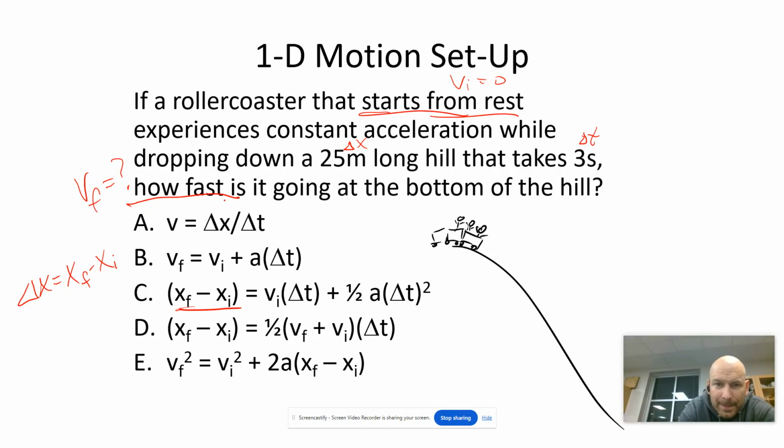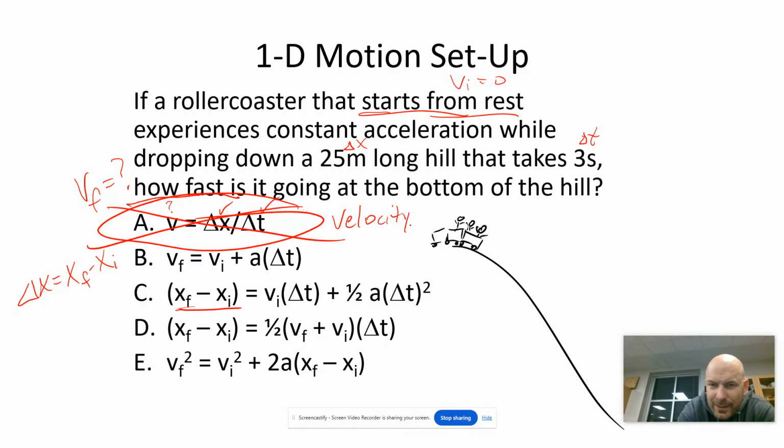A looks tempting because I'm looking for that, but notice this is average velocity. It sets you up for that one. Can't use that. Velocity is not constant. Okay? So velocity is changing. Stay away from that equation. Even if you have all the stuff that you need, that's only going to give you your average velocity, not your instantaneous. Okay?